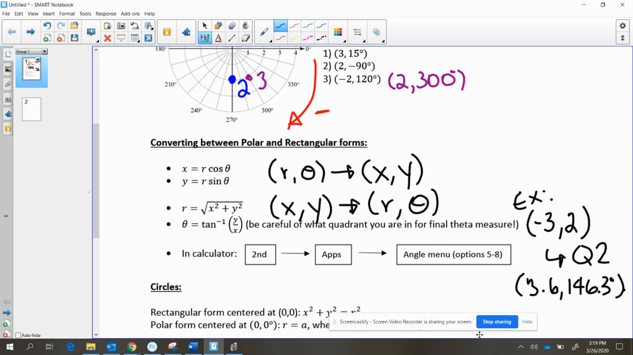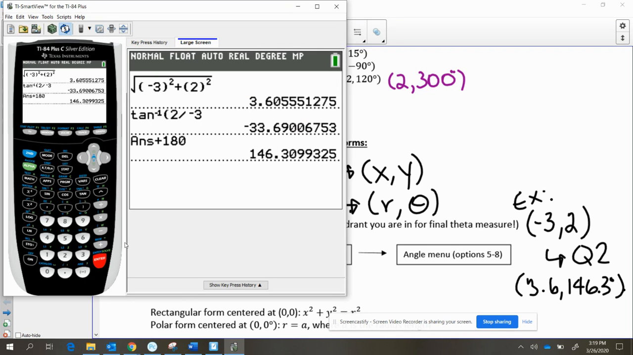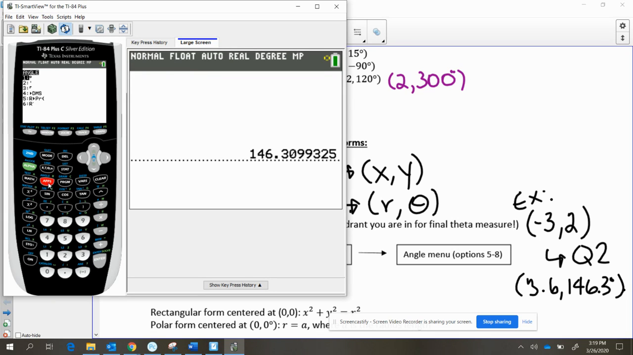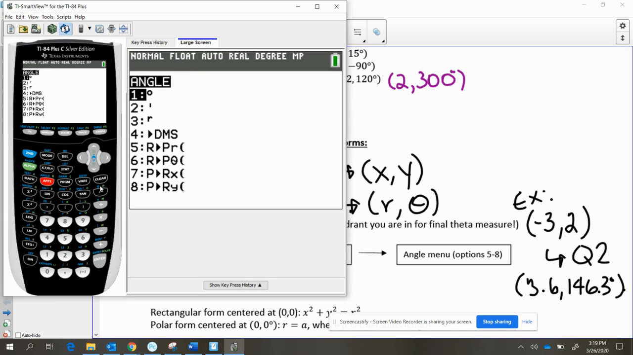Okay. Now another way of finding these answers is if you do second button and then apps, you're going to get the angle menu, and then options 5 and 6 are going to allow you to take rectangulars to polars, 7 and 8 polar to rectangular.